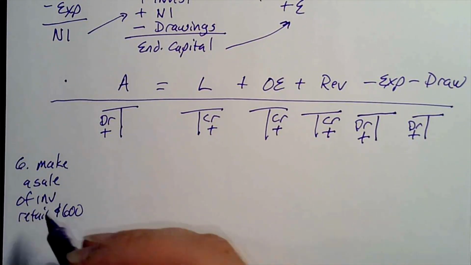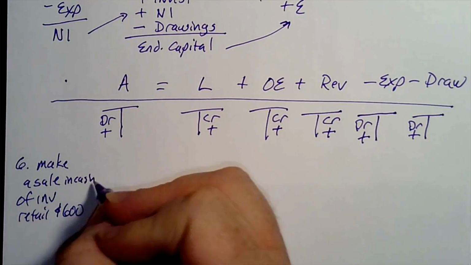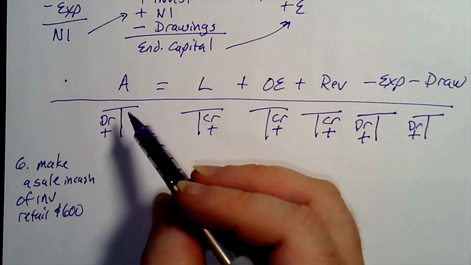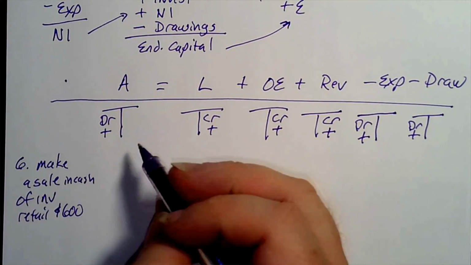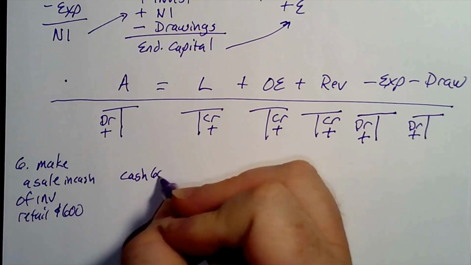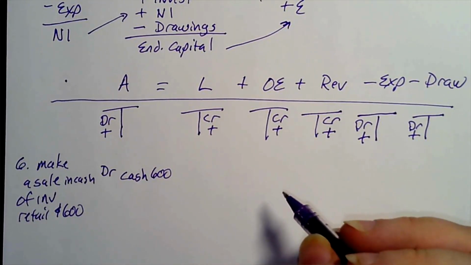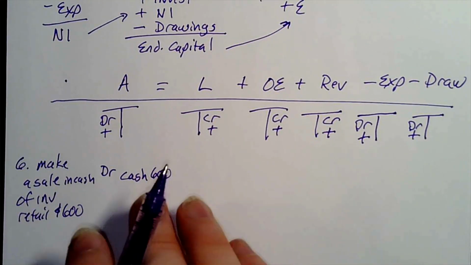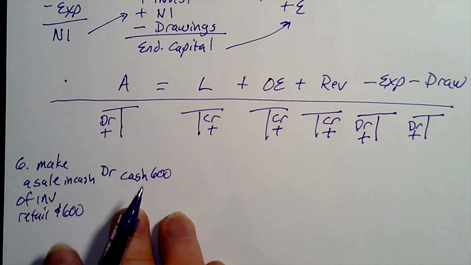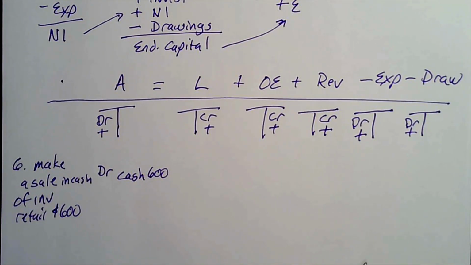Now, this is going to be a sale made in cash. The customer is going to be giving us cash. So that's going to be an increase to cash of 600. So that's a debit to cash. And if I just looked at that and said, okay, cash went up by 600, we don't know why. We don't have the other part of the transaction that tells us why.